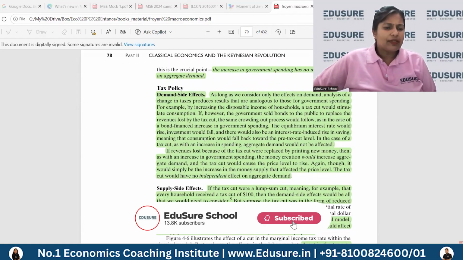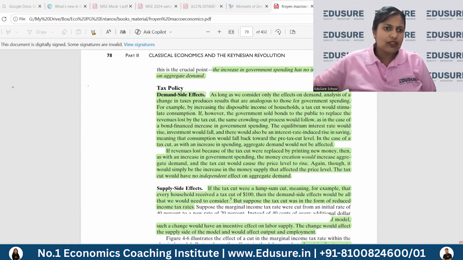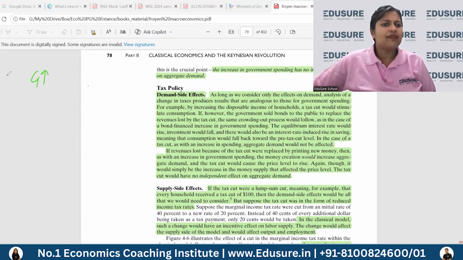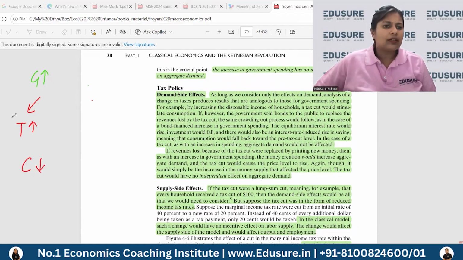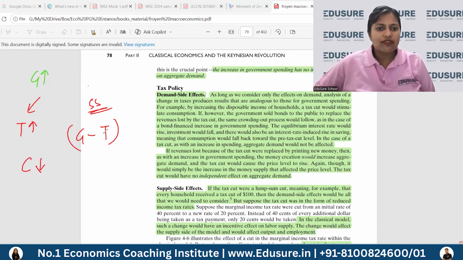Now there are some other variable cases also, which I will explain. When government expenditure increases, there are three ways of meeting this government expenditure. One is tax increases. If tax increases, then consumption is going to fall, right? And the effect of government expenditure will not be there. So basically G minus T is the supply of loanable funds. So if G increases and T also increases by the same amount, then there is no change in the supply and demand of loanable funds. So there is no change in the aggregate demand also.